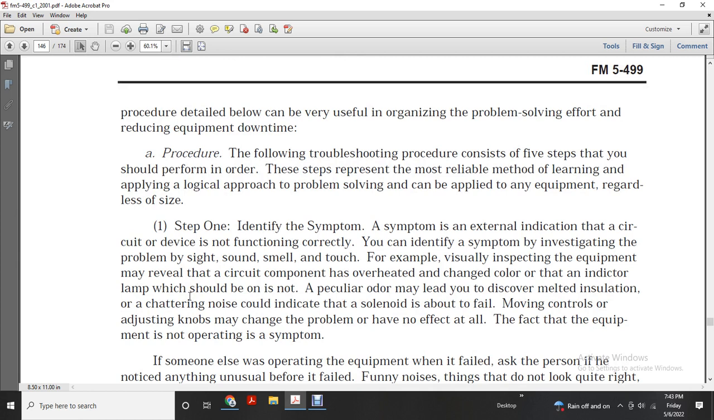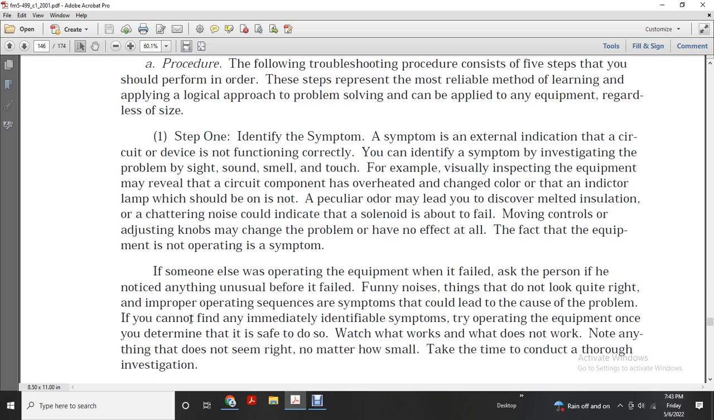Step 1, identify the symptoms. When a circuit or device is not functioning correctly, identify the symptoms and investigate the problem site with sight, sound, smell, and touch. For example, a visual inspection of the equipment may reveal that a circuit component has overheated or changed color, or that an indicator lamp which should be on is not. A peculiar odor or a chattering noise may lead you to discover that a solenoid is about to fail. Moving controls or adjusting knobs may not change the problem or have no effect at all, despite the fact that the equipment is operating.